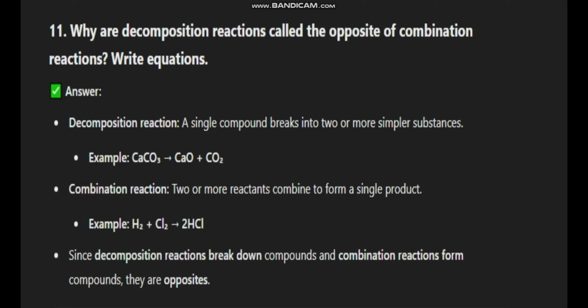11. Why are decomposition reactions called the opposite of combination reactions? Write equations. Answer: Decomposition reaction, a single compound breaks into two or more simpler substances. Example, CaCO3 to CaO plus CO2. Combination reaction, two or more reactants combine to form a single product. Example, H2 plus Cl2 to 2HCl. Since decomposition reactions break down compounds and combination reactions form compounds, they are opposites.